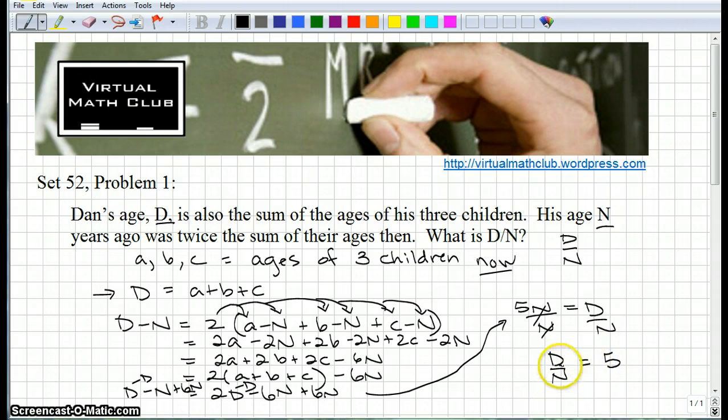So the ratio of Dan's current age to the number of years ago when his age was twice the sum of his kids' ages is equal to 5. So, there you go. There's your answer.